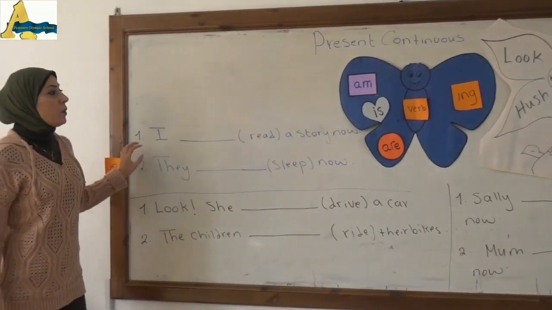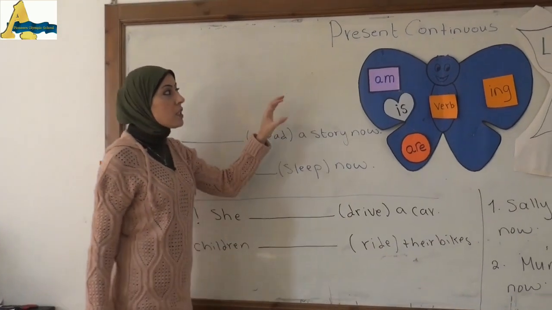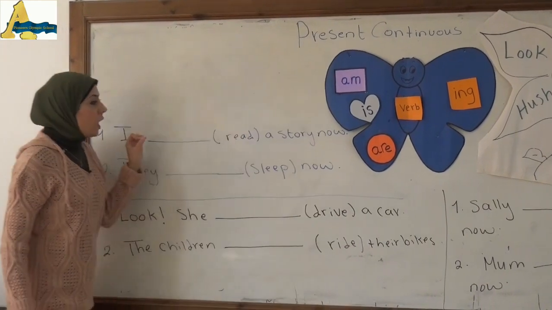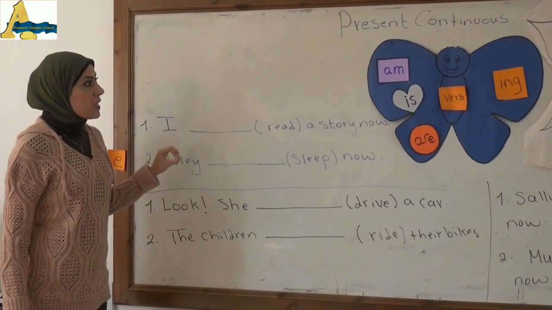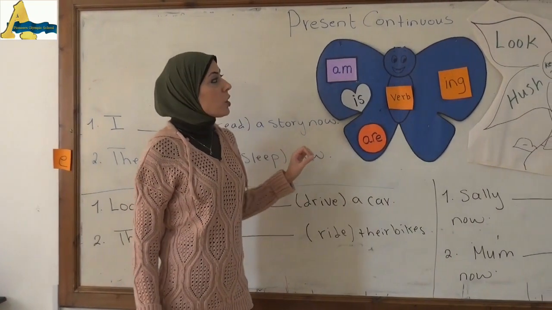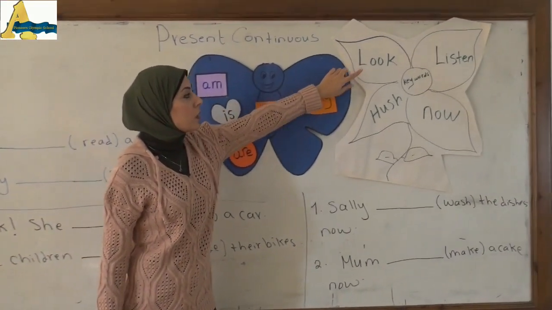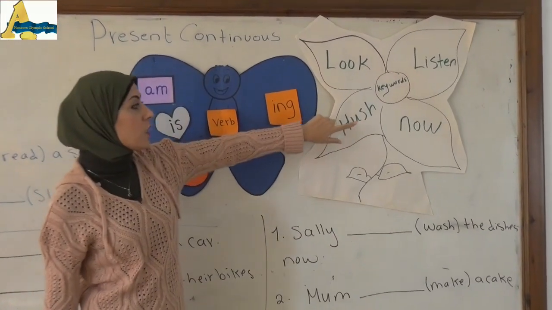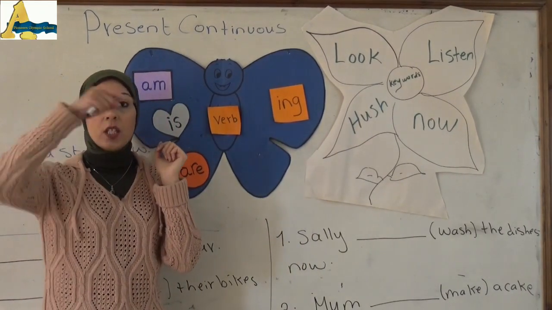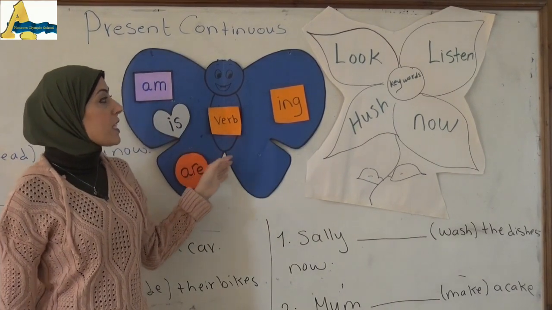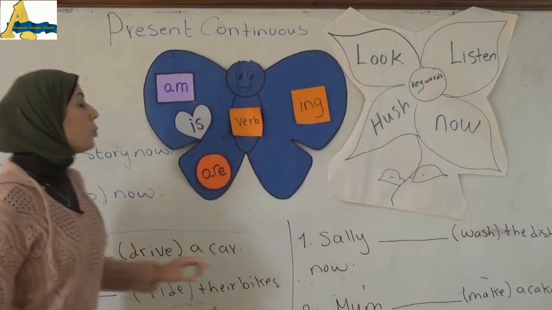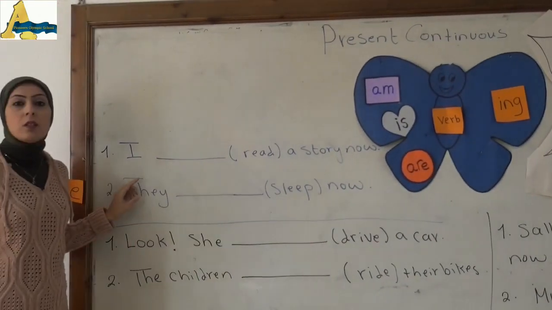Let's see the example. Let's say first that our butterfly changes the verb into present continuous when she sees certain keywords. These keywords are look, listen, hush, now. Let's say it again. Look, listen, hush, now. When our butterfly sees these keywords, it stands on the flower and puts the verb into present continuous.